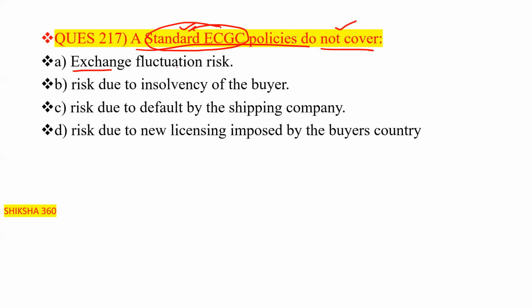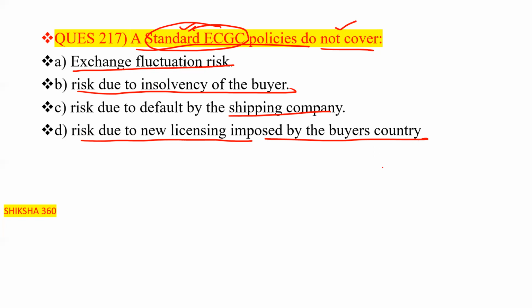First one is exchange fluctuation risk. Second one is risk due to the insolvency of the buyer. Third one is risk due to default by the shipping company. Fourth one is risk due to new licensing imposed by the buyer's country. So what the standard ECGC policies do not cover: exchange fluctuation risk, risk due to insolvency of the buyer, risk due to default by the shipping company, or risk due to new licensing imposed by the buyer's country.